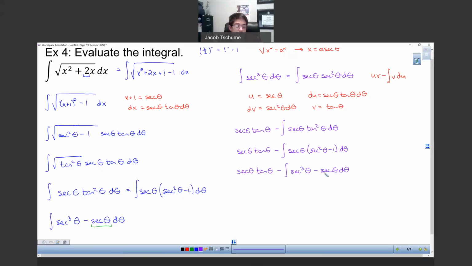Now, we actually know how to integrate this minus secant theta. So let's go ahead and do that here because we're trying to simplify this the best we can. So this will be secant theta, tangent theta. I don't know how to integrate secant cubed yet, so we'll just leave that alone. And then if I multiply this negative in front of the integral times the negative in front of the secant, it becomes plus. And the integral of secant is one of the rules that we've learned, which is the natural log of the absolute value of secant theta plus tangent theta.